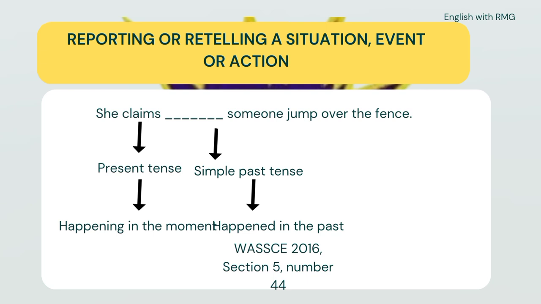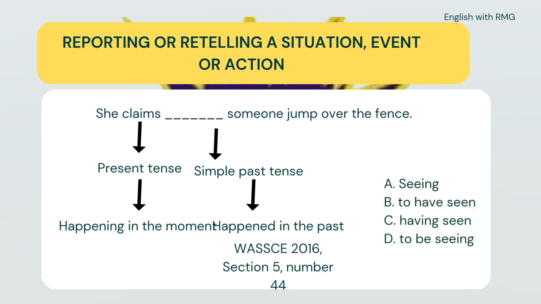The action must have happened before she can even make a claim. Do you understand? So that means the action is going to be in the past tense. Do you understand? And since this one is simple present, then I'm going to use a simple past for the action. Are you following?